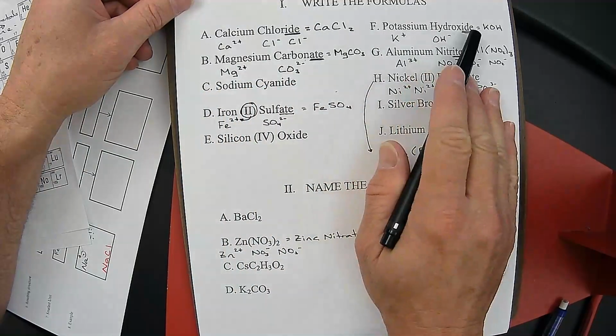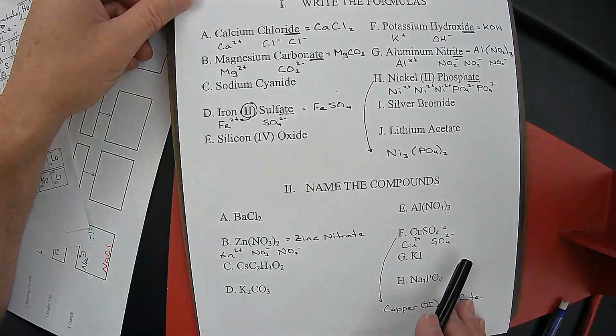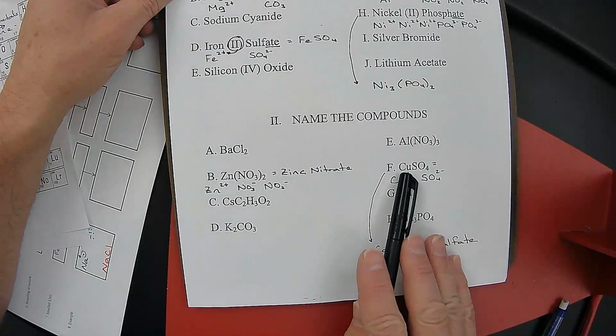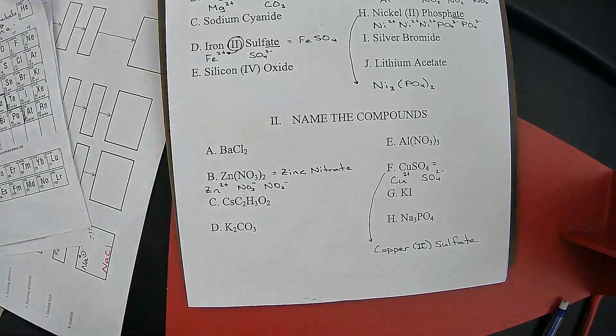I hope this helps with finding the formula once we are given the name, both with the standard ionic compounds, with polyatomic ions, as well as transition metals, and moving from the formula to the name using Roman numerals.